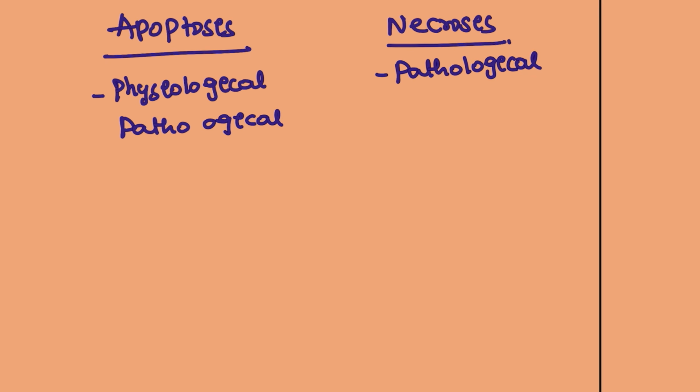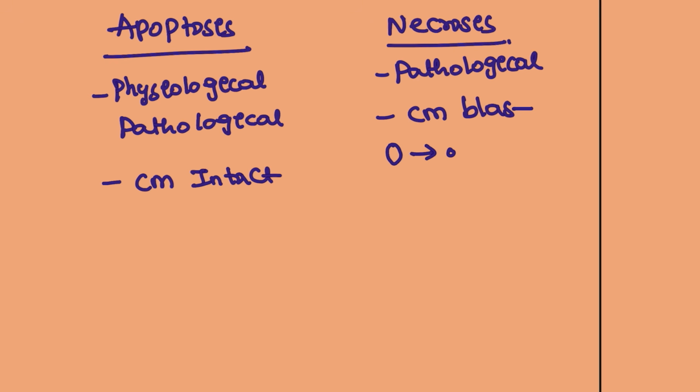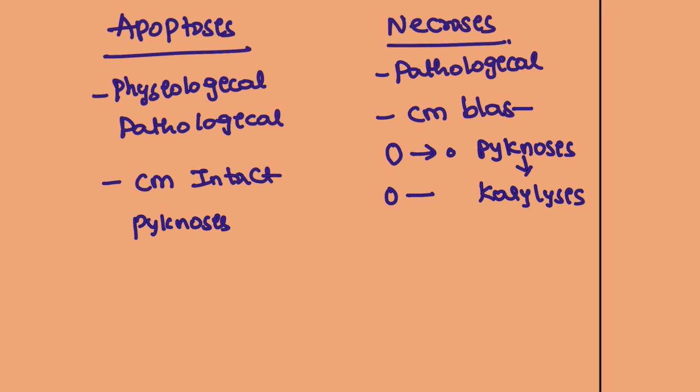Next, moving on to the cell membrane. Here in apoptosis the cell membrane is going to be intact, and in necrosis the cell membrane is going to burst. And how is it going to burst? For example, if this is a cell and it becomes very small, what is this, guys? This is pyknosis. Pyknosis is seen here, and it will also progress to karyolysis, so the nucleus is completely destroyed. This is what we are going to see in necrosis.